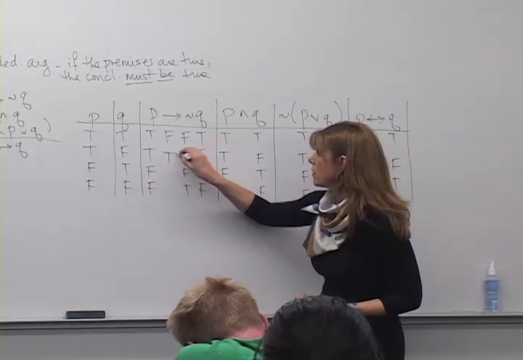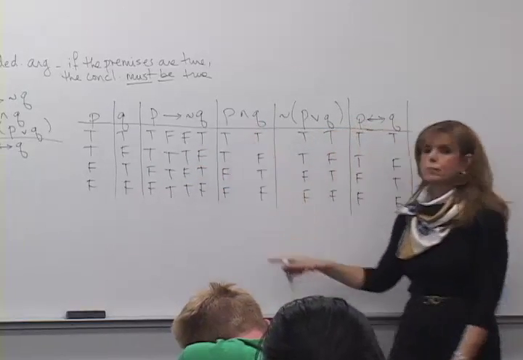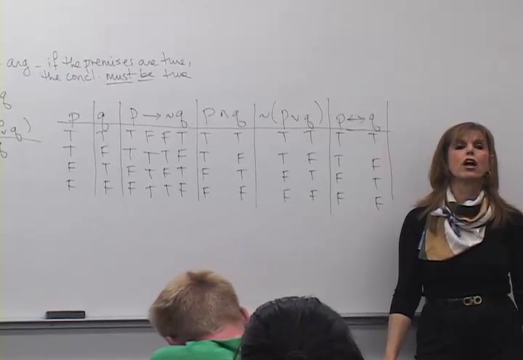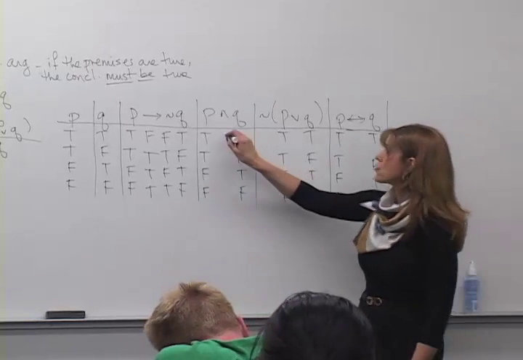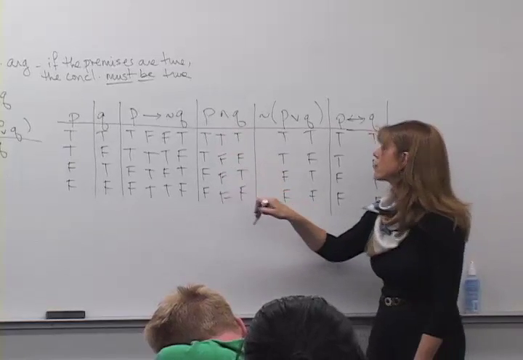Here I don't. Here I don't. And here I don't. How about P and Q? When is it going to be true? When both are true. So it's true here. It's going to be false everywhere else.